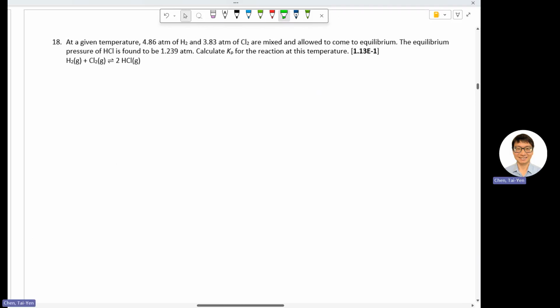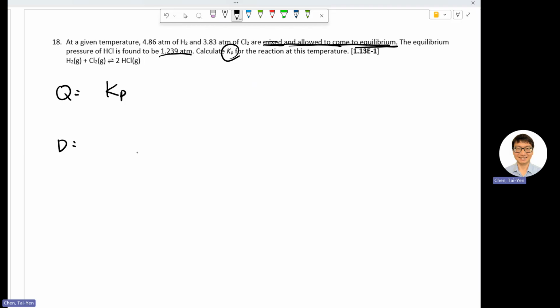At a given temperature, 4.86 atm of H2 and 3.83 atm of CO2 are mixed and allowed to come to equilibrium. Okay, so those are the important things you want to see. The equilibrium pressure of HCl is found to be 1.239 atm. Calculate the Kp of this reaction. Okay, so you want to calculate the equilibrium constant Kp, right?